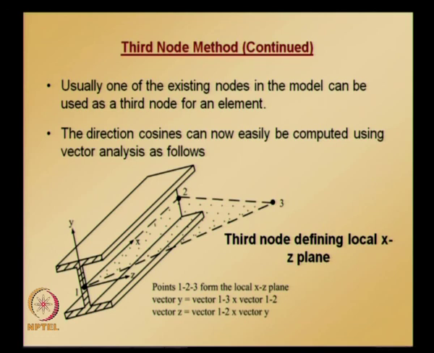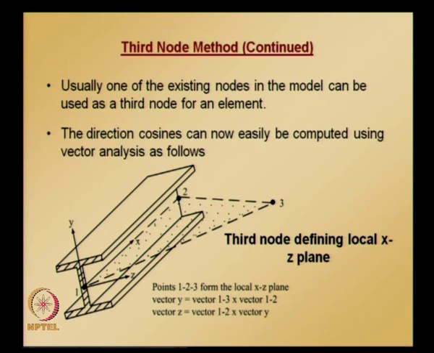So, once the third node is defined, we can do all the calculations to get the vectors along the local x axis, local y axis, local z axis. Once we know the vectors along the local x, y, z axes, we can find the direction cosines, and once we know the direction cosines, we can get the rotation matrix through which we can do the transformation. So, now let us see how to get a vector along the local x axis.